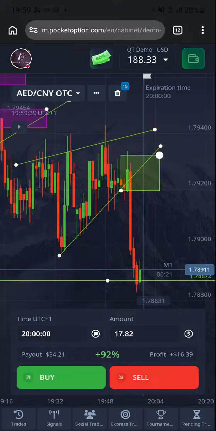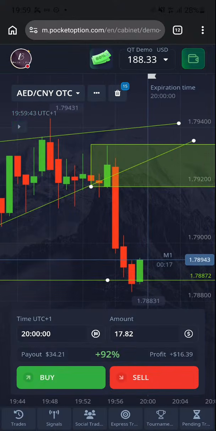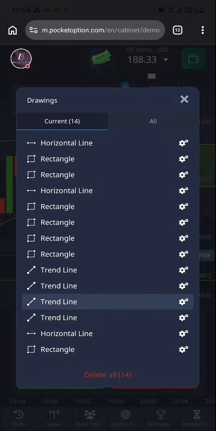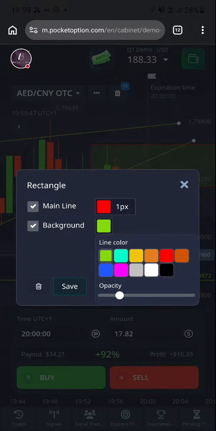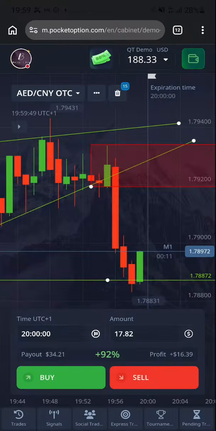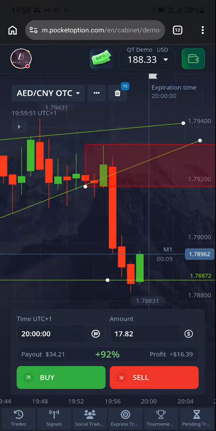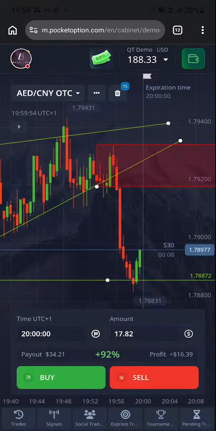This is the supply area that caused this breakout to the downside. So you see the supply area is a very, very crucial one. It's a very important supply area. So if price managed to come back into this entry, we can take a very good trade.